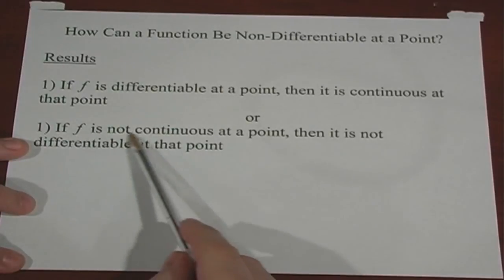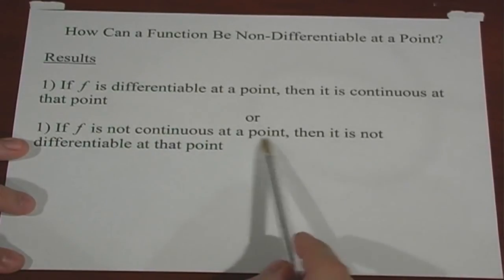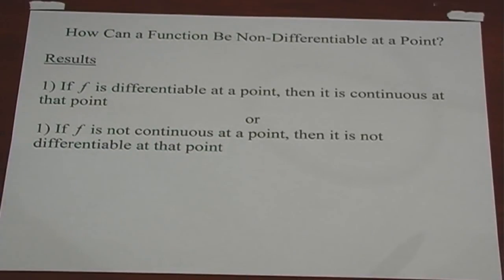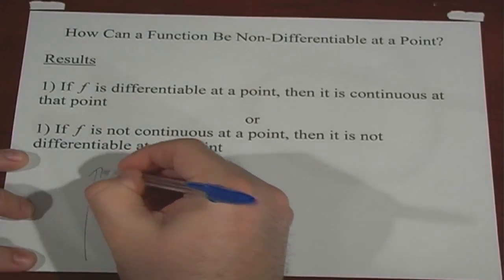So that's what I wrote down here. If f is not continuous, so not this, then it's not differentiable at the point. So that's the first example. If you have a point on a function and it's not continuous there, it can't have a derivative there. So quick example over here.